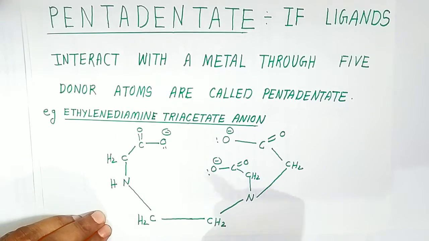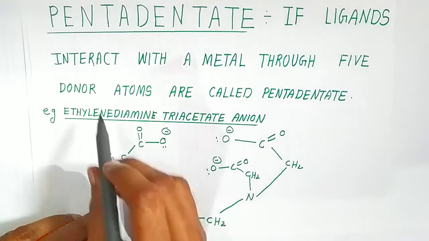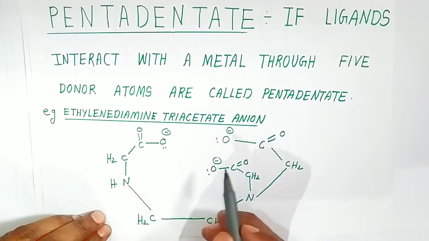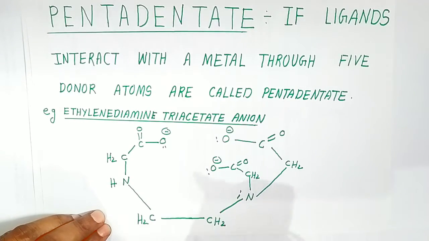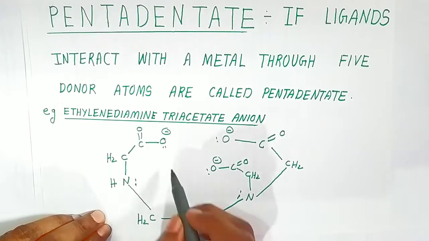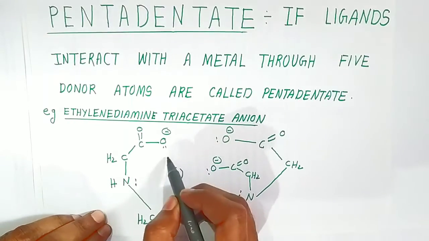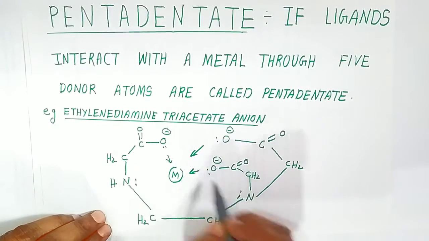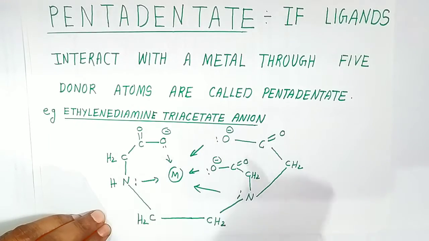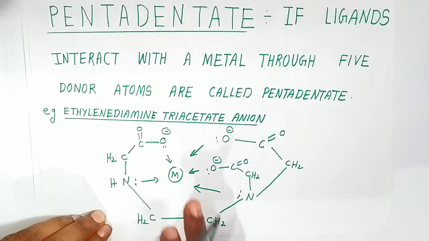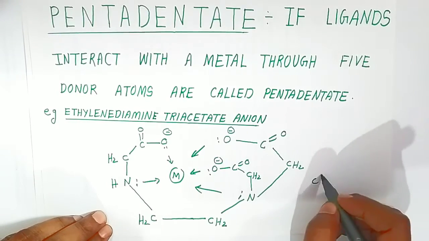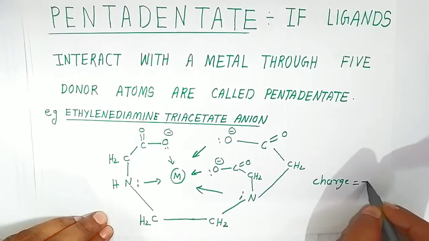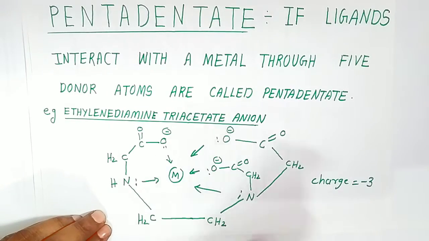Now students, what happens? Because it is a pentadentate ligand, that means how many donor atoms will be there in total? 5. 1 donor atom, second, third, and this nitrogen is the fourth, and this nitrogen is the fifth. So the metal will be at the center. They will donate the lone pair to the central metal atom. So this is the ethylene diamine triacetate. When you see the charge, students, total oxygen having 3, so the total charge is a -3 charge. That means it is a negative ligand.